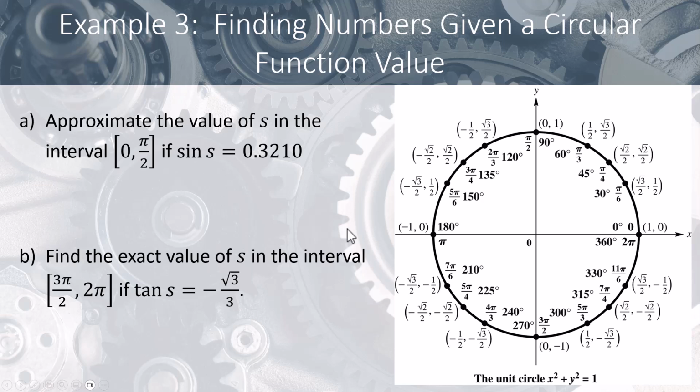Okay, now for the next one, we are going to be given the sine value, and we need to figure out what s or theta is. Now for this particular problem, we want to take advantage of what we call the inverse functions. So if sine of s is equal to 0.3210, then it follows that s is going to be equal to the arc sine, or the inverse sine, of 0.3210.